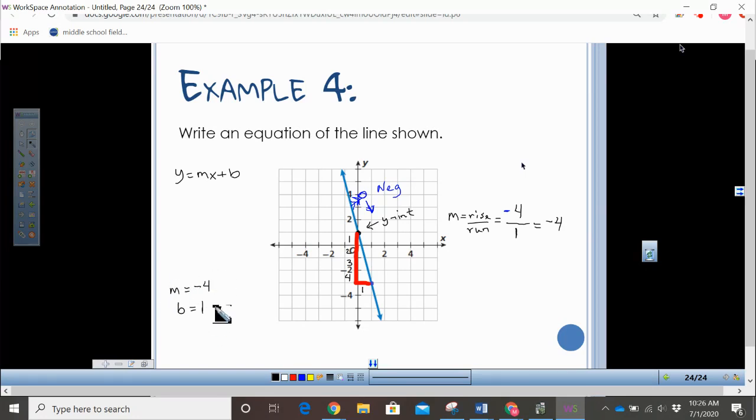Now that I have the 2 pieces of information I need to write my equation, I can simply write my equation. Y equals -4x plus 1. So that would be the equation for the graph line to the right.